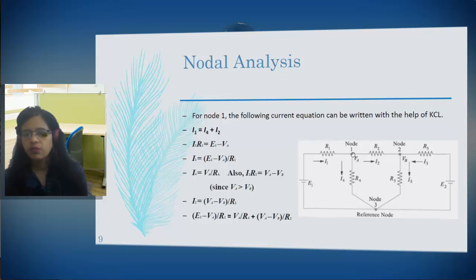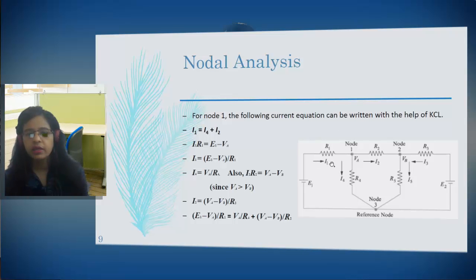Okay. Same way, if I consider this branch, what is I4? Current direction is this. So I4 will be equal to VA minus 0, since this is at 0, so no need to write it. VA divided by R4 will be I4. Similarly, for this branch, it is VA minus VB divided by R2. So I2 will be equal to VA minus VB divided by R2. Okay.